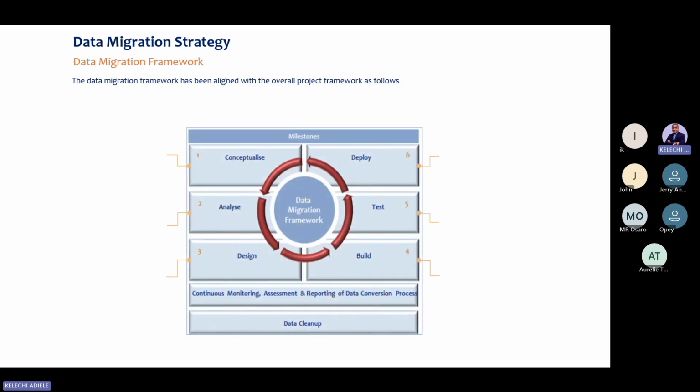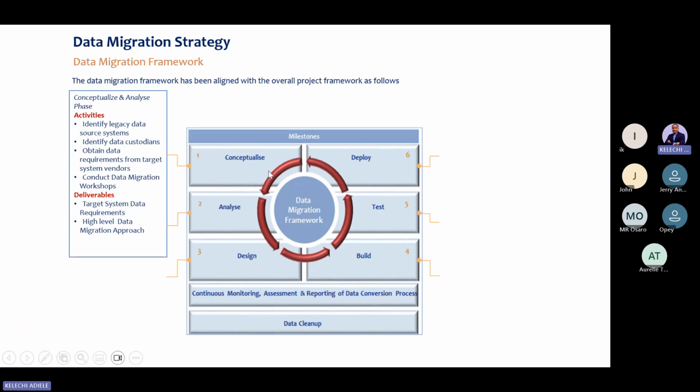So if you look at the strategy here, we have this milestone. So first you have here is conceptualize, right? What it means is, the first phase in that data migration framework is to conceptualize. What does it mean? It means that you have to identify the legacy data source system. So you need to identify where is that data currently sitting and in what system, right?